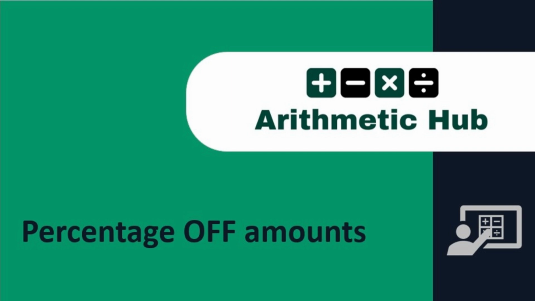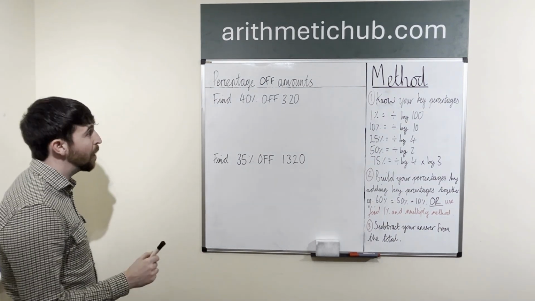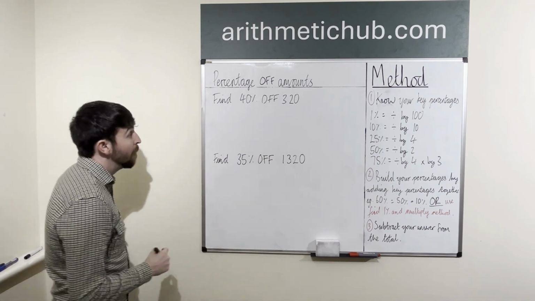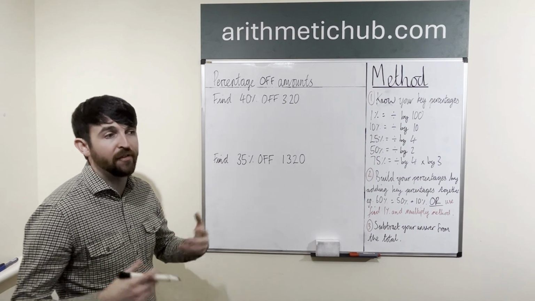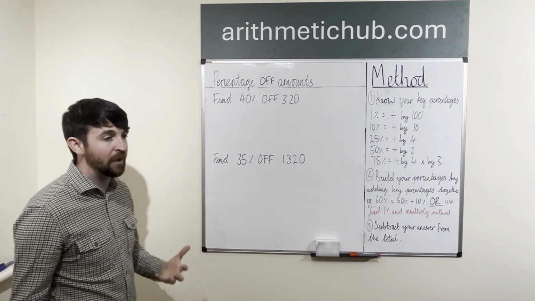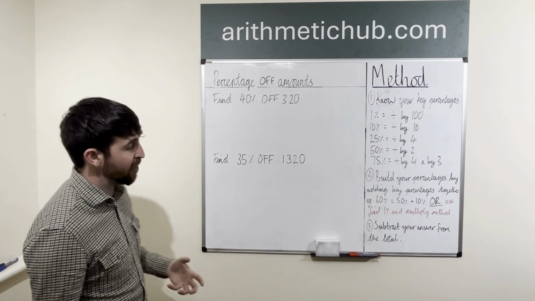With that being said, let's explore this concept a little bit further. Now let's have a look at percentage off amounts. Percentage off amounts is slightly different to percentage of amounts. Percentage of amounts, if you've got of, you've got one F. If you've got off, you've got two Fs. Now that's not the only difference. The way I like to think about it is there's an extra F, so there's an extra step.